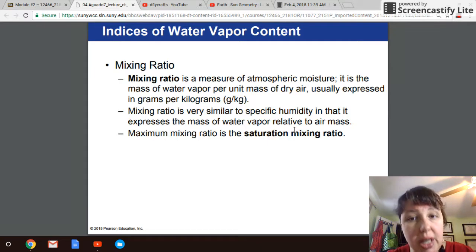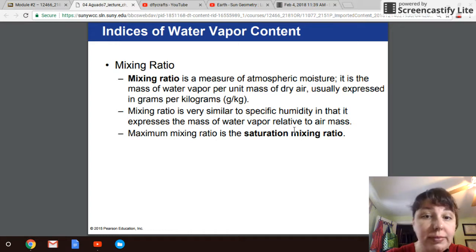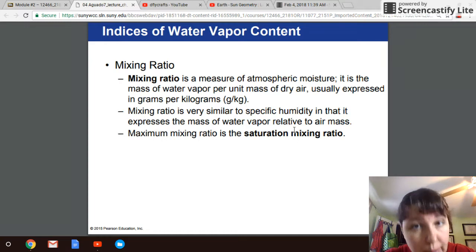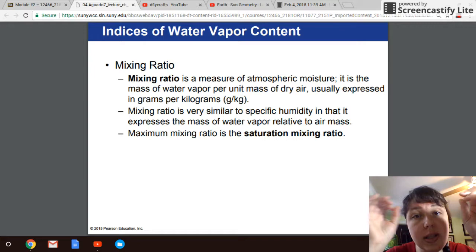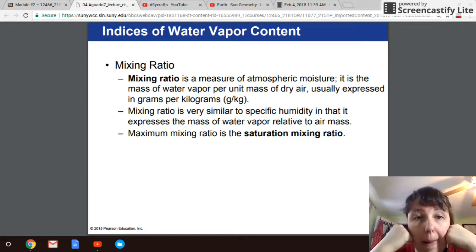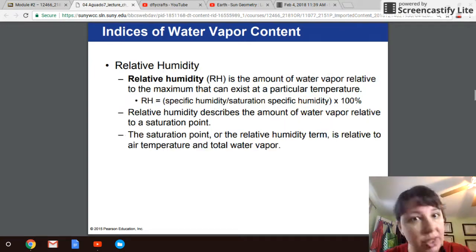Mixing ratio is specific humidity. It's the amount of water currently present as a measurement just in grams per kilogram. And saturation mixing ratio is saturation specific humidity. Same thing, it's just in the units of grams per kilogram. So it's not in grams per meter cubed, which is what specific humidity is in. So that's the only difference in the term. Otherwise, they're referring to the same thing. So yes, just keeping our terms straight.